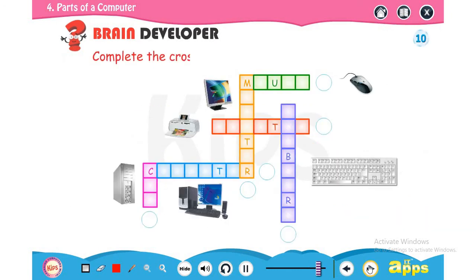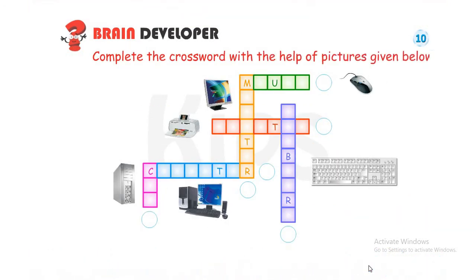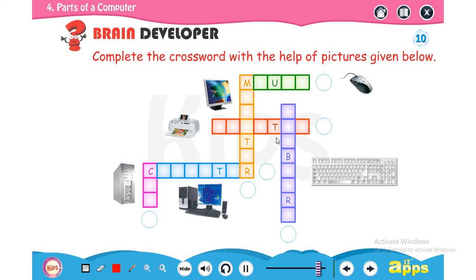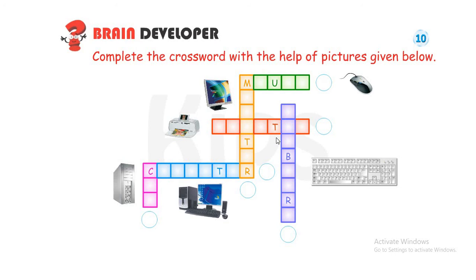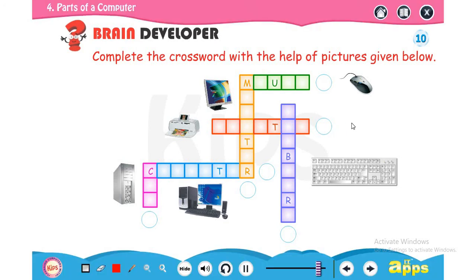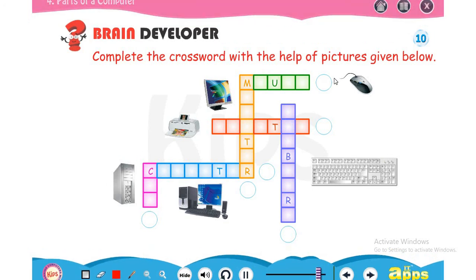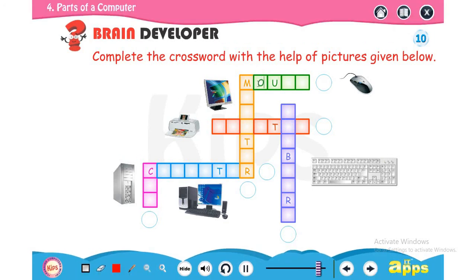Next. Complete the crossword with the help of the pictures given below. This activity is present on page number 28 in your textbook. So you have to complete this activity. Okay, I'm just showing one. You have to complete the others. Okay, see, this picture is there. This is called mouse. All of you know. So here you have to write mouse. In the same way, this is called monitor. So you have to complete here monitor.